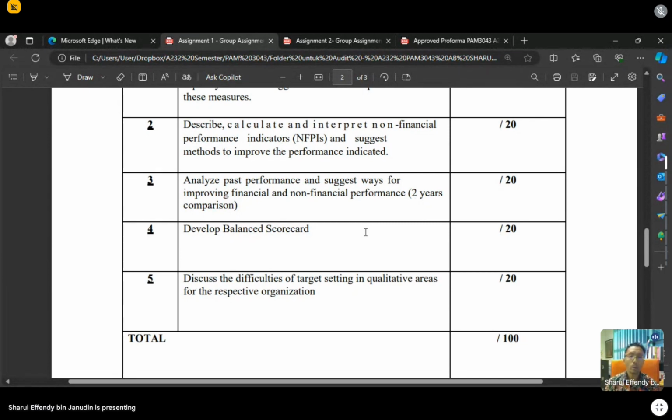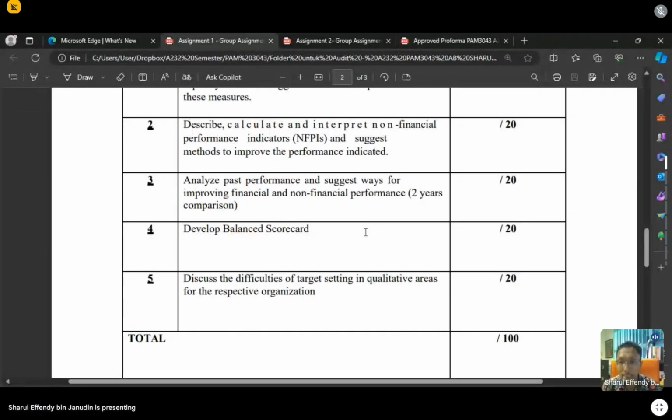Let's say currently you are focusing on the last year, 2023. So requirement number three, basically, you may have the figures, and you have to compare 2022 and 2023. Then give suggestions on how to improve the particular indicator. Number four, develop a balanced scorecard for that particular company. Number five, discuss the difficulties of target setting in qualitative areas for the respective organization.